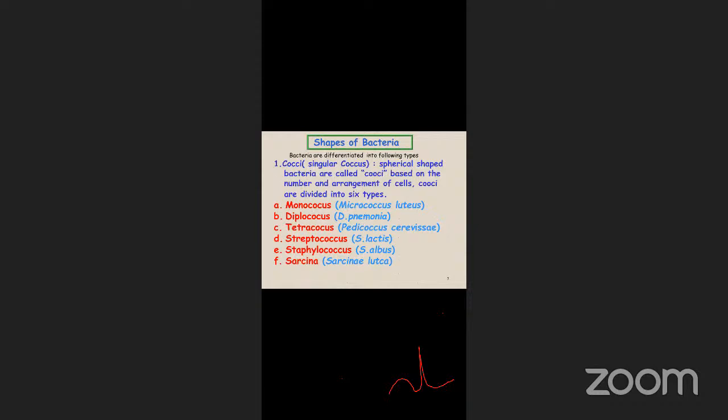Next, the second type is bacillus bacteria. Before going to bacillus, these are the diagrams of shapes of cocci bacteria. First one is monococcus. The cells appear single. There is no attachment. Next one is diplococcus. The cells appear in pairs. You observe the diagram, it looks like pairs.